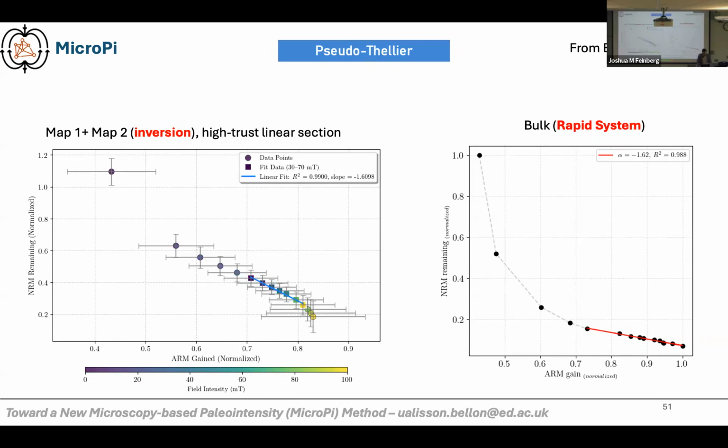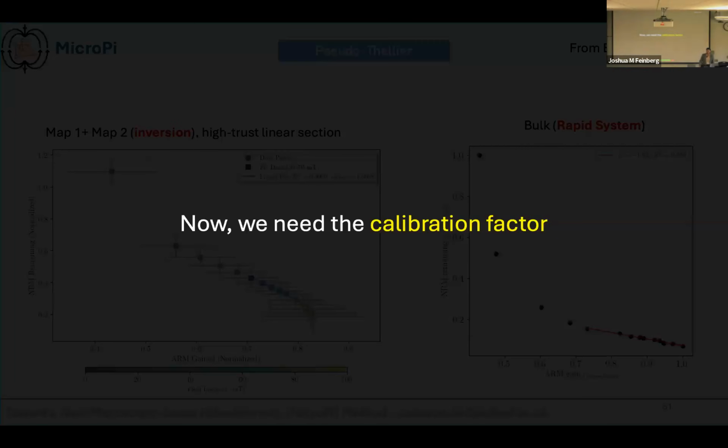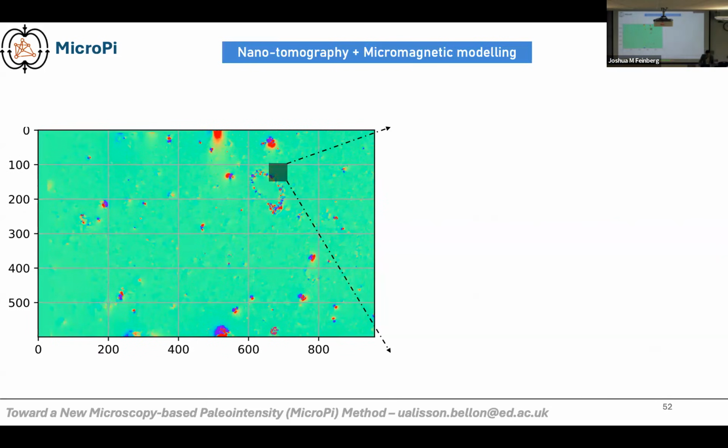So what do we do now? We have the slope. It's what we need for individual sources. Now we have to decide if those sources are good magnetic recorders or if they're not. So we go to the micromagnetic modeling to try to calculate the calibration factors.